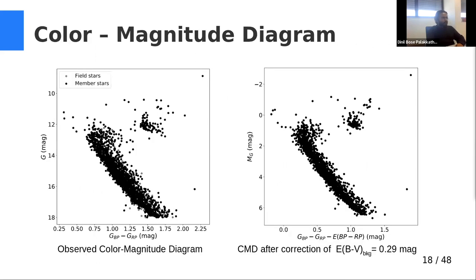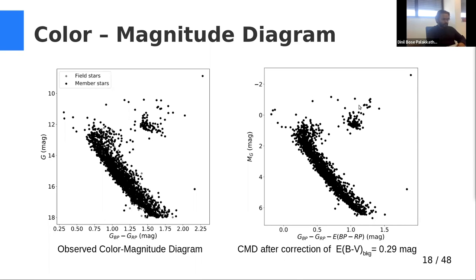Okay. Now we know the reddening values. Now we have to correct the reddening for the cluster. On the left, you can see the observed color magnitude diagram. And on the right, I am showing the color magnitude diagram after the correction of reddening. As you can see in the figure, if you look at the main sequence, after the correction there is less spread for the main sequence and the red giant star.